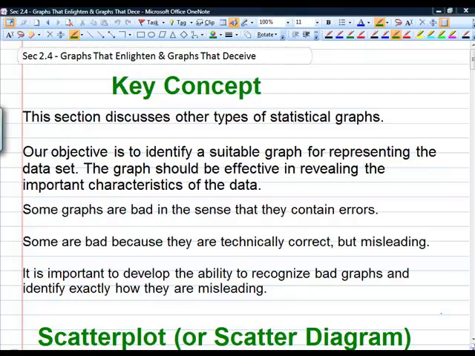Not all graphs are created equal, and it is possible to intentionally deceive the public by abusing what type of graph it is that you use. Some graphs are bad in the sense that they contain errors. Some graphs are bad because they are technically correct but misleading. And it's important to develop the ability to recognize bad graphs and identify exactly how they are misleading.